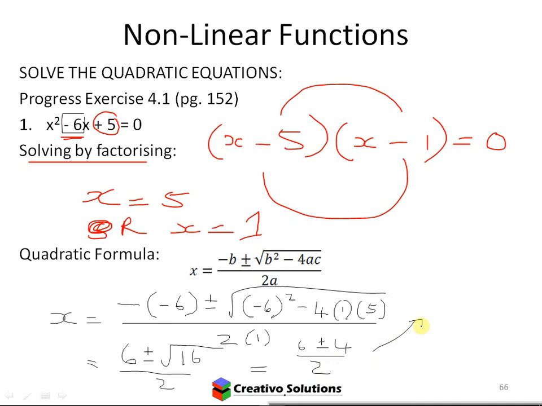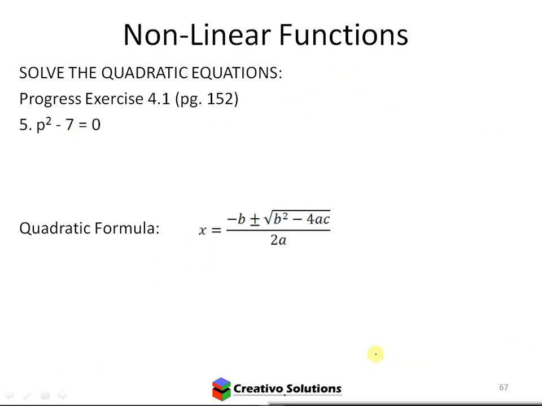So I've got two options. 6 plus 4 over 2 is what? 10 over 2 is 5. Or 6 minus 4 over 2 is what? 1. Is that the same answer? Yes. So whether you do it that way or this way, it doesn't matter. Make sure you get the right answer. You can decide which way you prefer. But if you do use the formula, you need to remember the formula because you won't be given a formula sheet. Good.